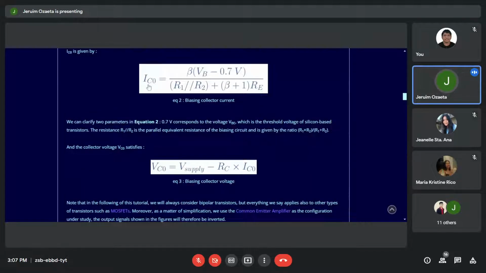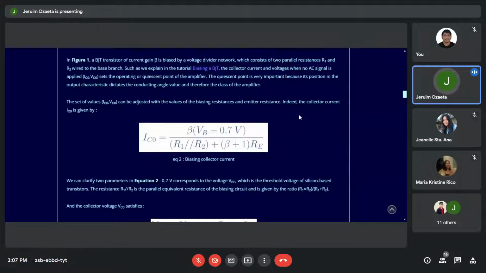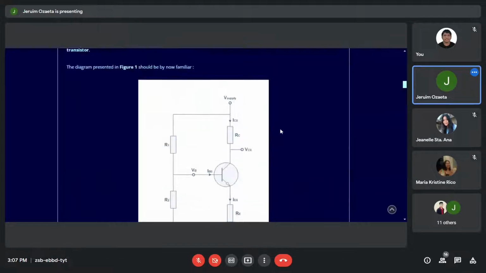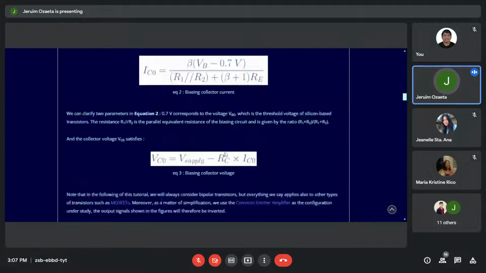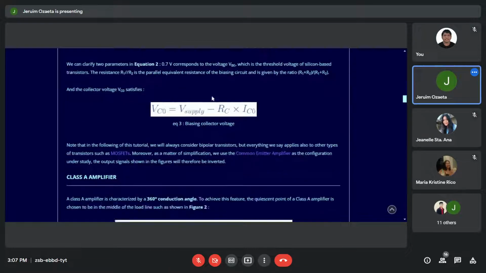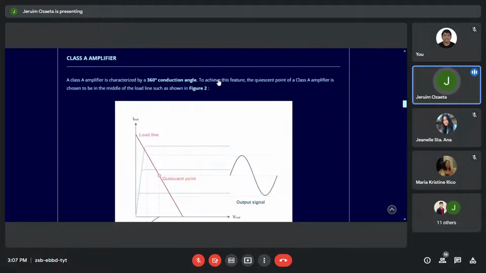The I sub CO just indicates the collector current. How much current will be present here. And take note, if you sum up the value of the current, the I sub CO plus the I sub BO is equal to I sub EO. The emitter current is equal to the base current plus the collector current. So it will appear here, of course, in that ratio. Okay. Now, what is this?